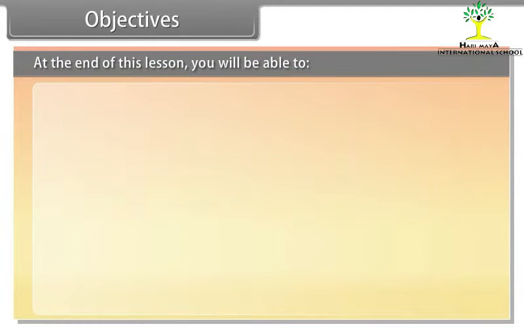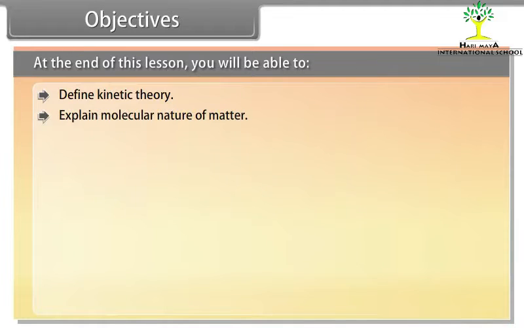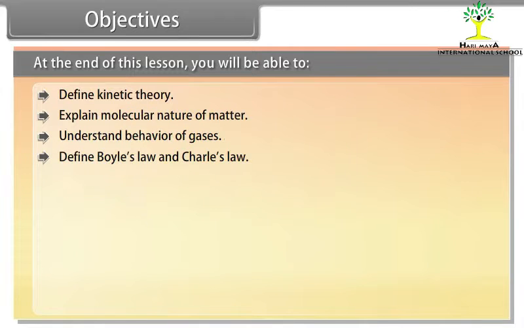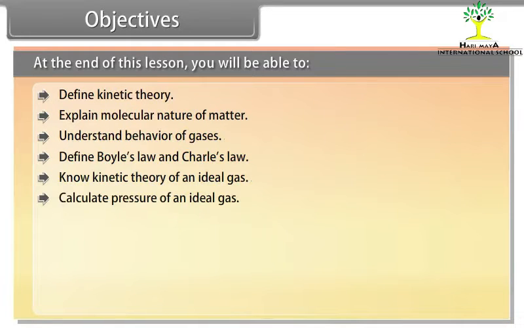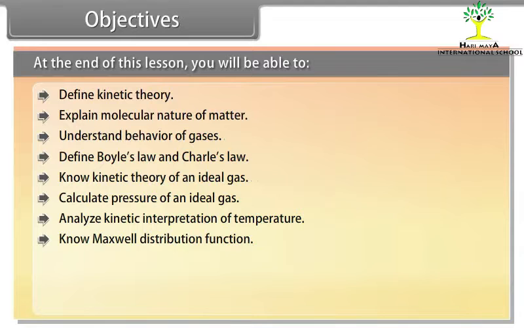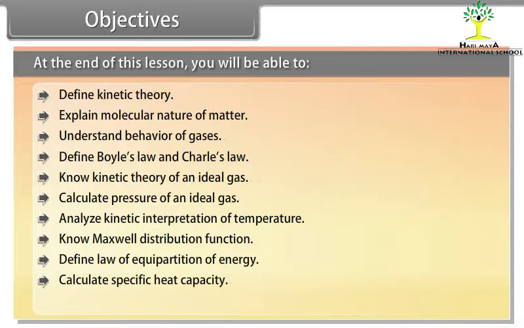Objectives. At the end of this lesson, you will be able to define kinetic theory, explain the molecular nature of matter, understand the behavior of gases, define Boyle's law and Charles' law, know the kinetic theory of an ideal gas, calculate the pressure of an ideal gas, analyze the kinetic interpretation of temperature, know the Maxwell distribution function, define the law of equipartition of energy, calculate specific heat capacity, and define mean free path and Brownian motion.